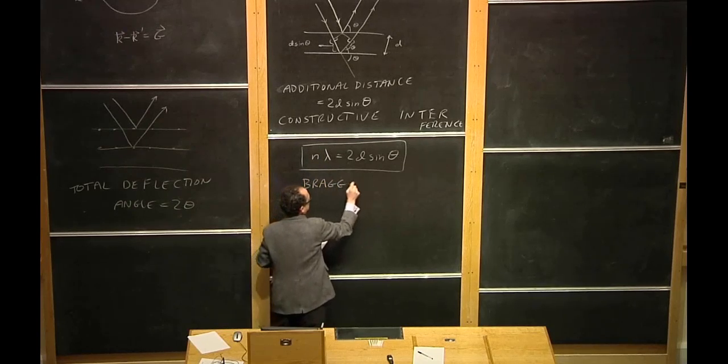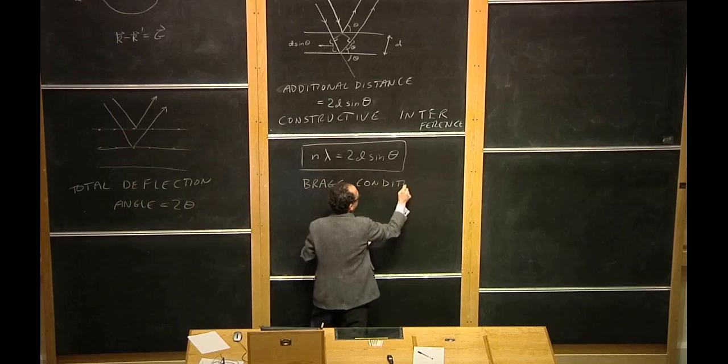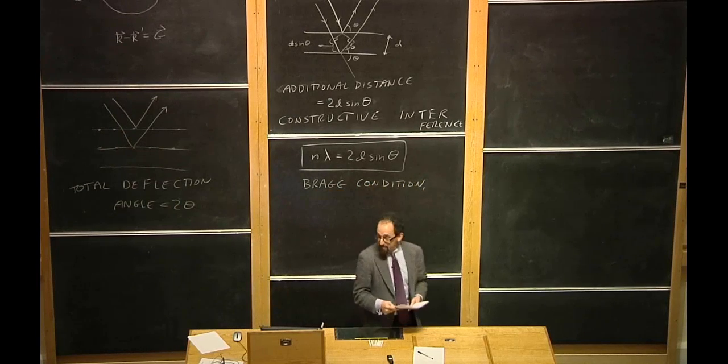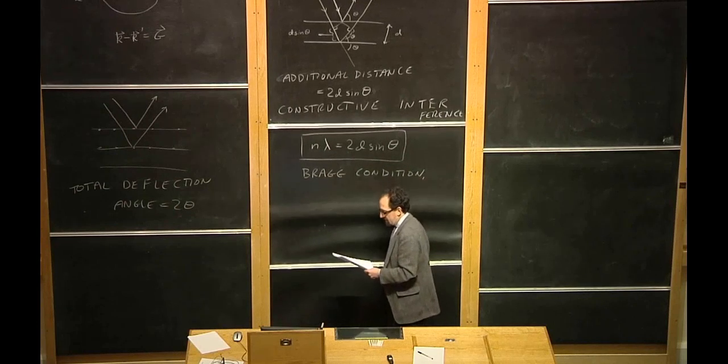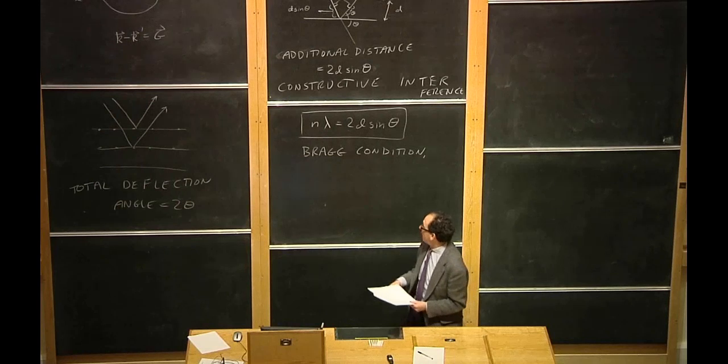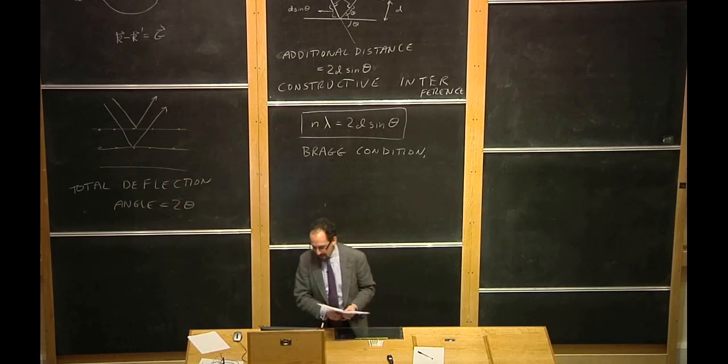Bragg condition, after William Henry and William Lawrence Bragg, the father and son team who pioneered X-ray scattering. William Lawrence Bragg won a Nobel Prize at the age of 25 for his work on X-ray scattering.